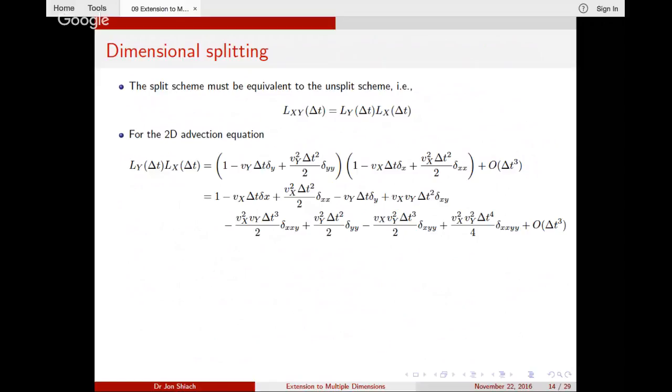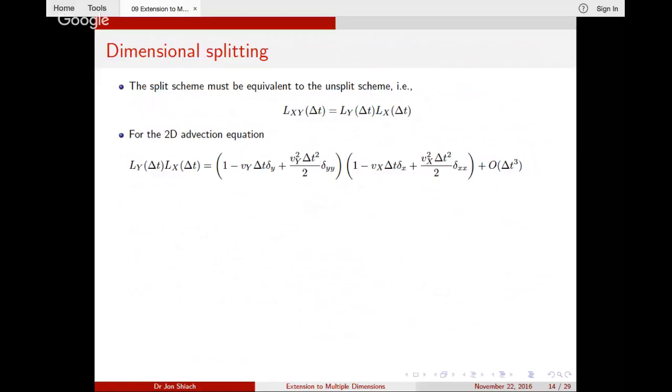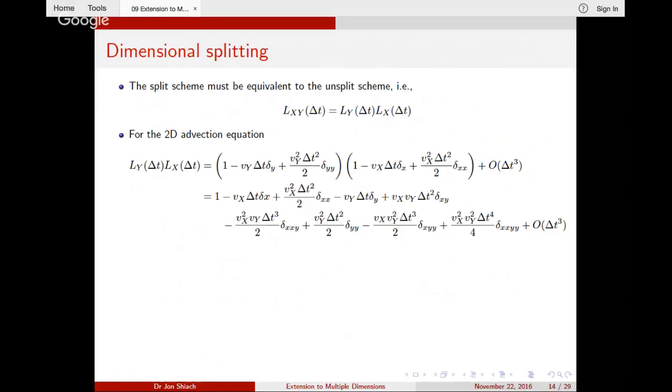But how I've done it here is I take the 1 from the first bracket and multiply it by those 3 terms. So 1 times 1, 1 times this term, and 1 times that term. So that's where those 3 come from. Then take the second term, times it by all those 3. So minus Vy delta t delta y times that. Times it by that gives you that one. Times it by that gives you that one. And so on and so forth. So it's a fair bit of algebra.